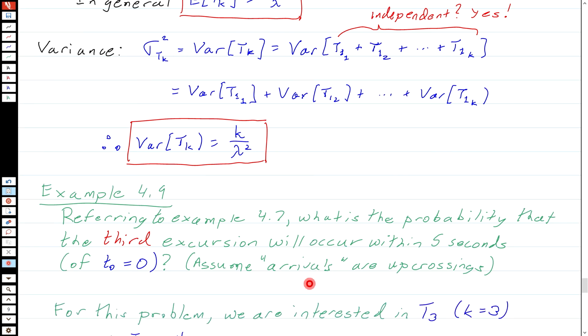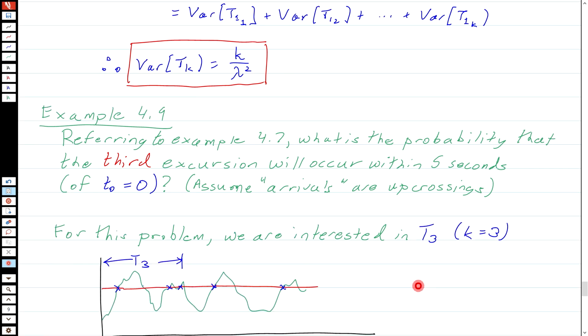Okay, so referring back to a previous example, the one about the excursions. The question is, what is the probability that the third excursion will occur within 5 seconds of the start, which we'll assume is within 5 seconds of time 0? And we're only going to look at these upcrossings, so we're not going to worry about the fact that this is a bit of an approximation once an upcrossing has taken place. Okay, so we're interested in the third excursion, so we're interested in T3. So that's the time to the third excursion. I've got one here, another one here, another one here, so that T3 is where we had that third X.